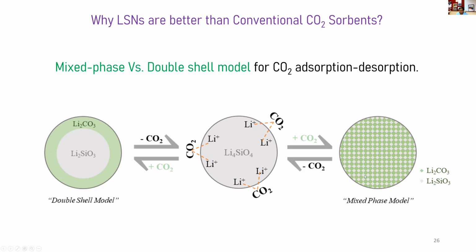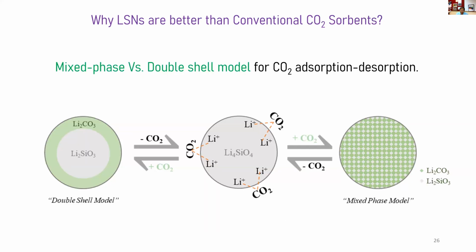Whereas in our case, we propose a mixed phase model because of the nanosheet nature of the material. We have a mixed phase of lithium carbonate, Li2CO3, and Li2SiO3. Now you can see when you do a reverse reaction, a desorption, their reaction with each other will be more efficient because now they are mixed with each other. And that's why we were able to desorb the entire CO2, 100% desorption, because of the efficient interaction between lithium carbonate and lithium orthosilicate. And that was the reason why our lithium silicate nanosheets were better than the conventional material.